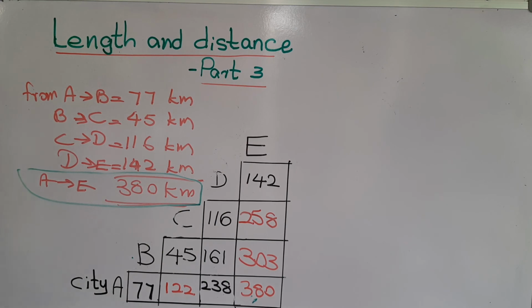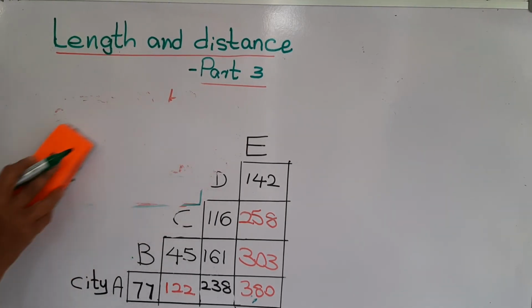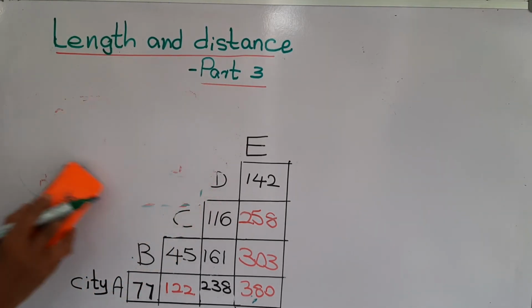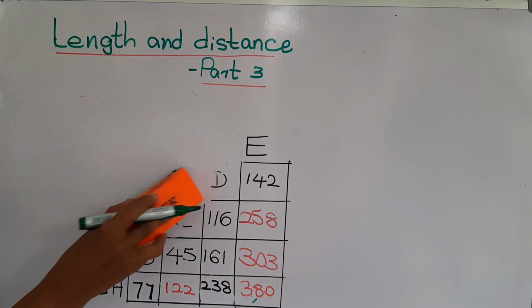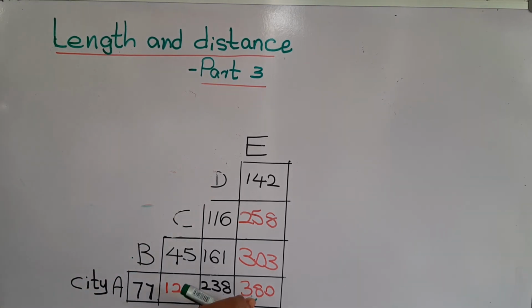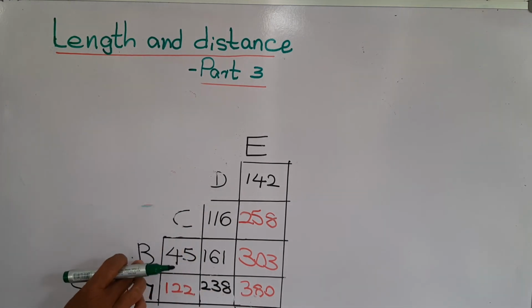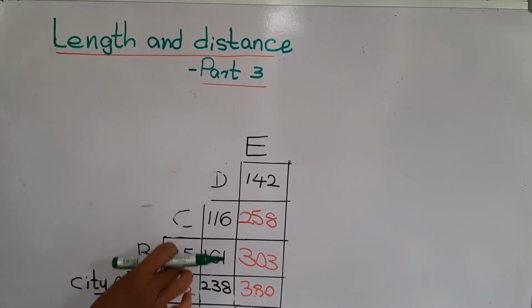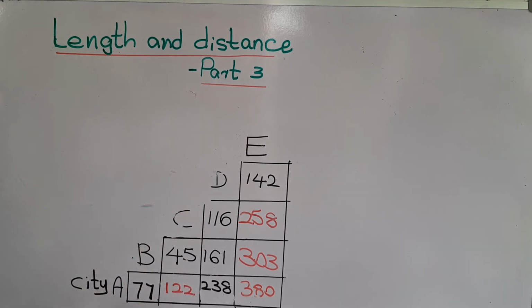I think you got that. You got a clear knowledge about finding the distances in between the cities. Now, what is the longest distance? Yes, from city A to city E is the longest distance. What is the shortest distance? Yes, from city B to C is the shortest distance. Right. I think you got a good knowledge about finding the distances.